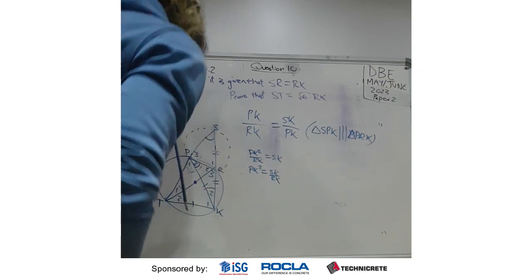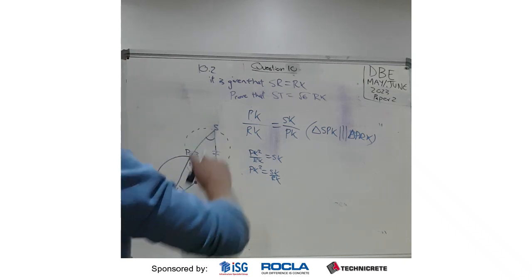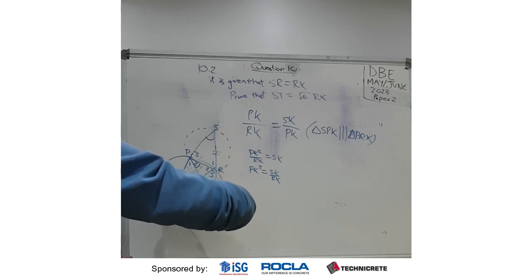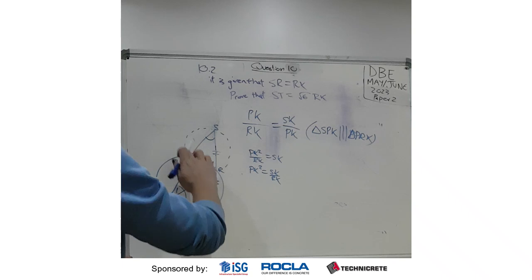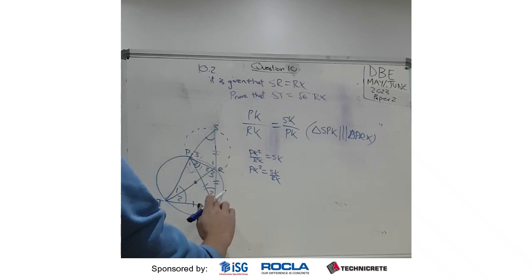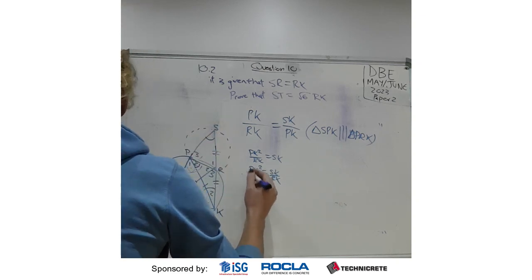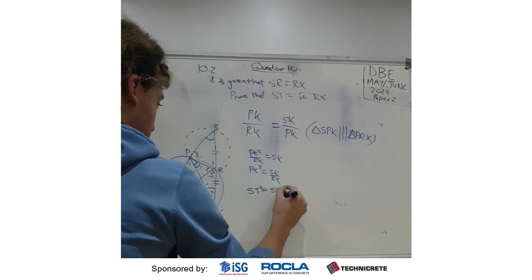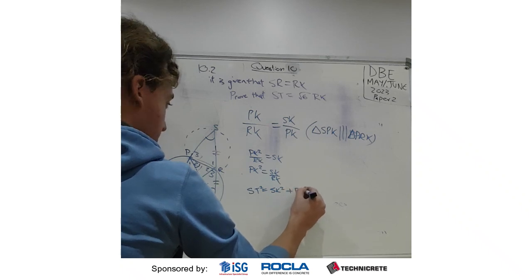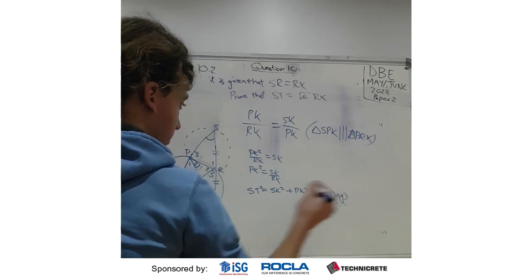Great, that sets us up nicely to then do a bit of Pythagoras. So let's consider ST, SK, and PK. Sorry, and TK. That makes more sense. Yeah, so we can say that ST squared is equal to SK squared plus PK squared. Reason? Pythag.